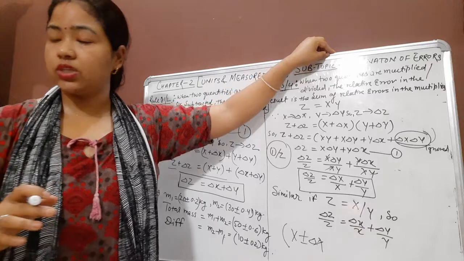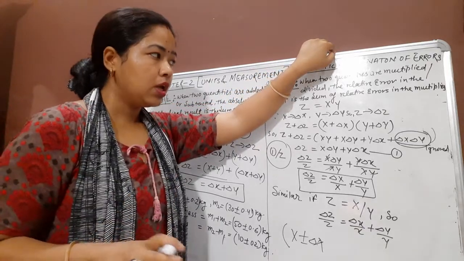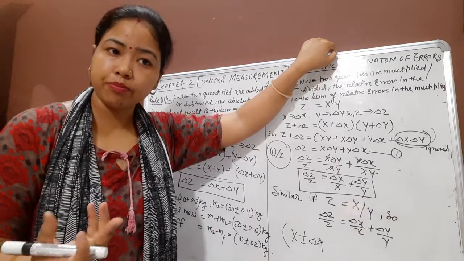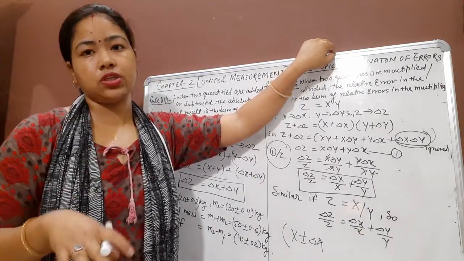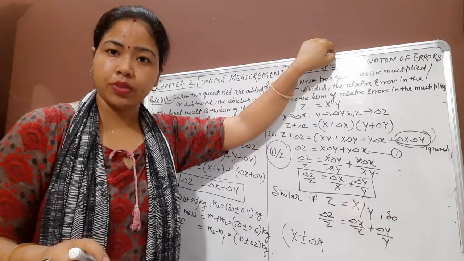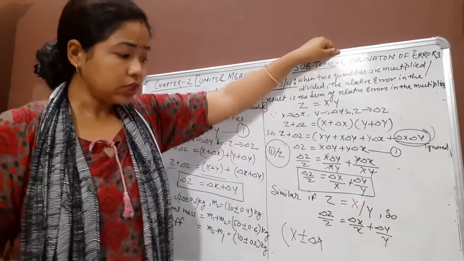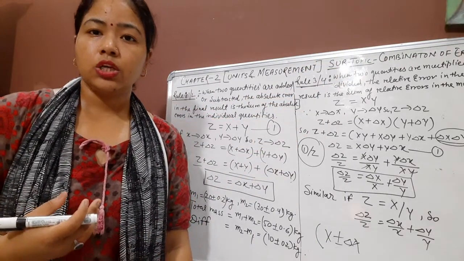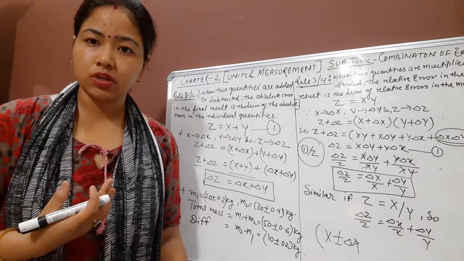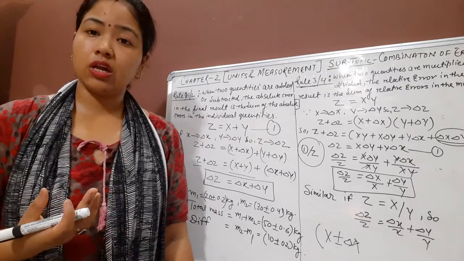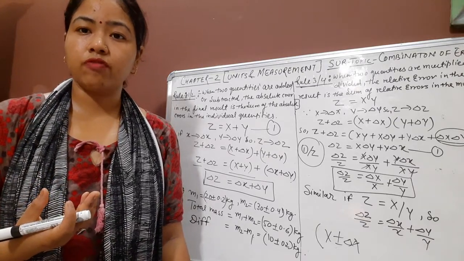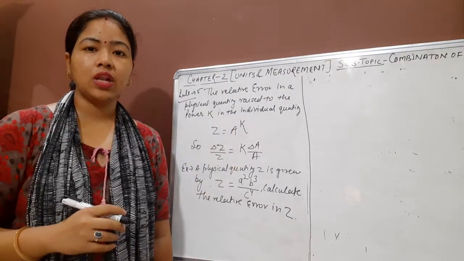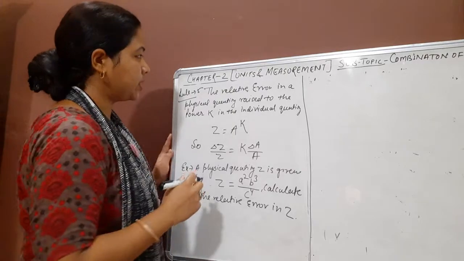So for multiplication and division we have the same result for both operations, and for addition and subtraction we also have the same result, right? So now we can have the fifth rule, that is the power rule. If any quantity has some power, then how will we convert that value into the form of relative error? So now children, we will have the last rule for the combination of error.